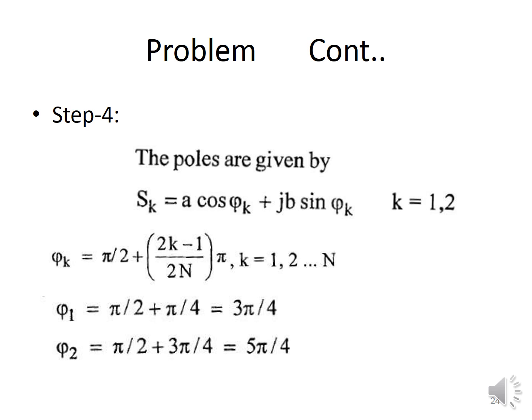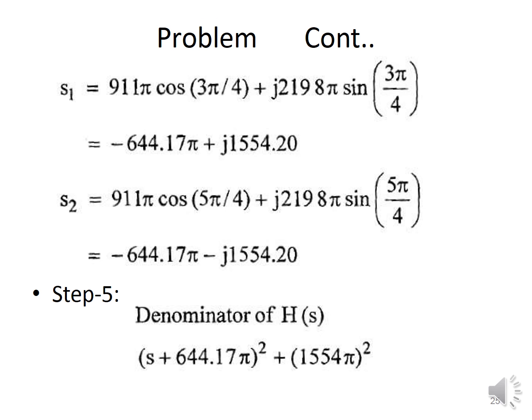And then we are going to calculate the poles of the filter. Poles will be calculated by the formula a cos phi k plus j b sin phi k, and phi 1 and phi 2 will be calculated with the formula pi by 2 plus (2k minus 1)/(2n) times pi. By substituting the values, we get phi 1 is equal to 3 pi by 4 and phi 2 is equal to 5 pi by 4. So S1 value is minus 644.17 pi plus j 1554.20.